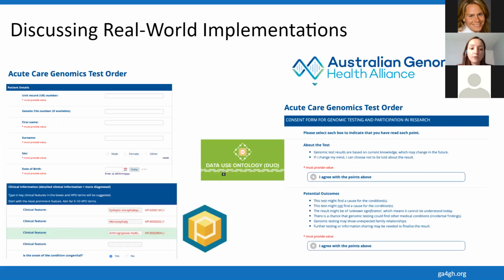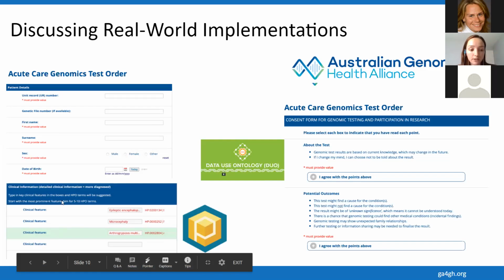One of the things we heard from a lot of our driver projects is that having a standard is one thing, but implementing it is a whole different ballgame. How can this standard fit within my system, or how will it interoperate with other standards? Shown here is the implementation of GA4GH standards in the Australian Genomics acute care genomic test ordering system. As an example, they implemented aspects of one of our standards called Phenopackets to record phenotypic features using a standardized format that's shown here on the left.